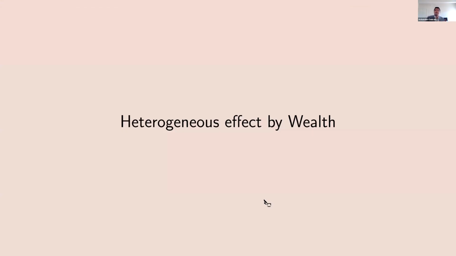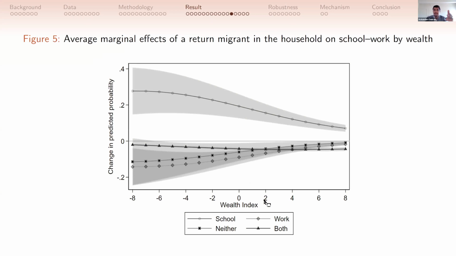I also do heterogeneous effects by wealth. So I create a wealth index, which is one of my independent variables. I interact this variable with the main independent variable, which is return migration. And this is the average marginal effect shown in the figures. The interesting thing is that the results are higher in magnitude for the lower ends of the wealth index, that is, for the poorer households. So having a return migrant in the household has greater effects for poorer people compared to higher wealth index, rich people. So the probability of going to school increases and going to work decreases. These are the two main results here.